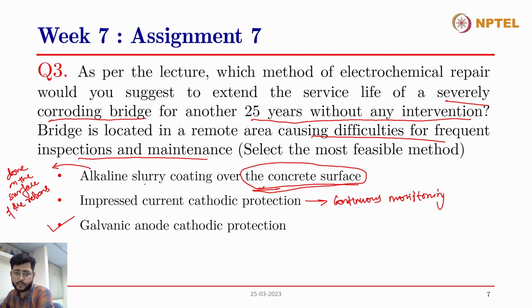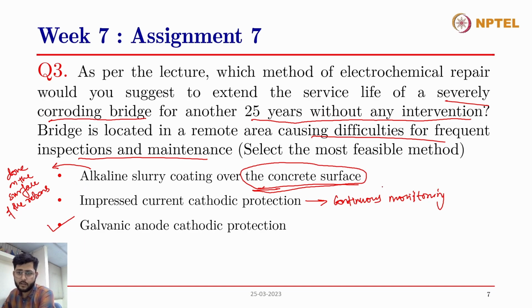And again, as Dr. Satish has already mentioned, even if you apply the alkaline slurry coating on the rebar surface, these are not very effective systems, and they won't last for such a long period. They can only provide protection against corrosion for probably 5 to 6 years. So this is not the option for this particular case. We should not go with this option.